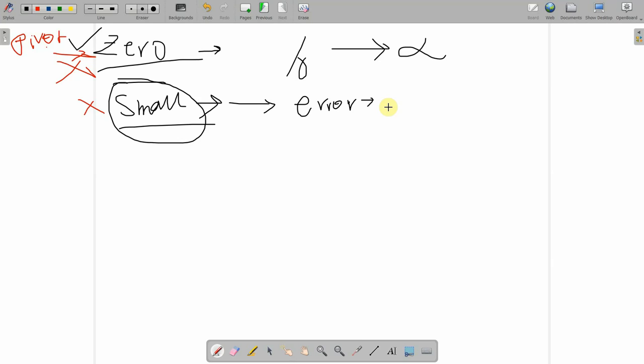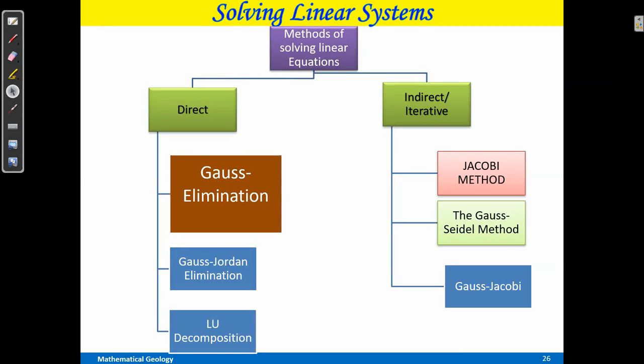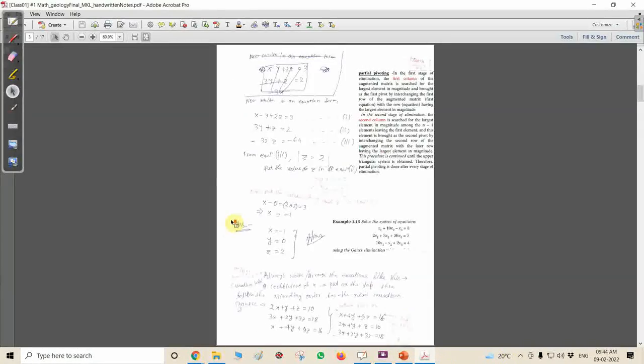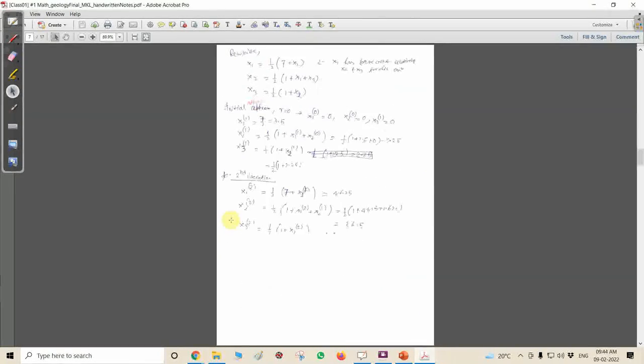That's why we consider the iterative method, and these iterative methods are very interesting. Let me discuss them. The first method we'll discuss is called the Jacobi method. So what do we mean by the Jacobi method? Let's start with it.